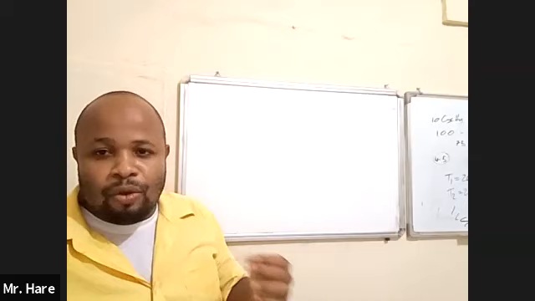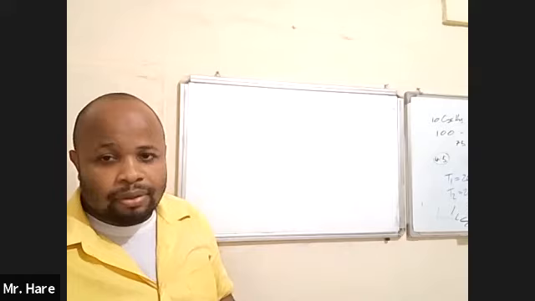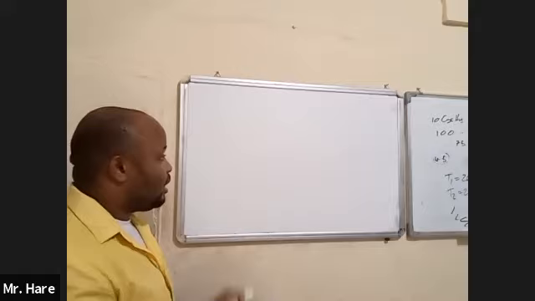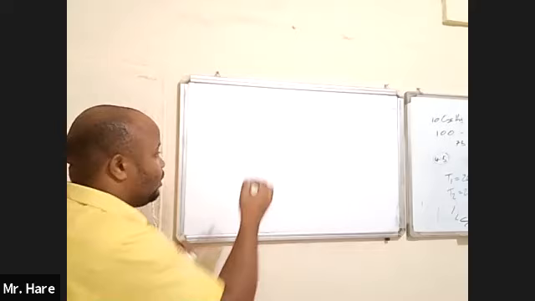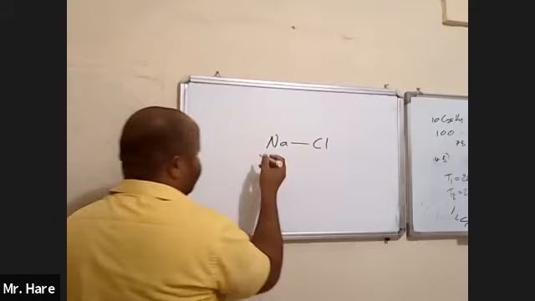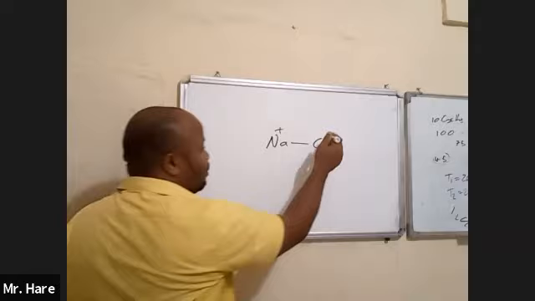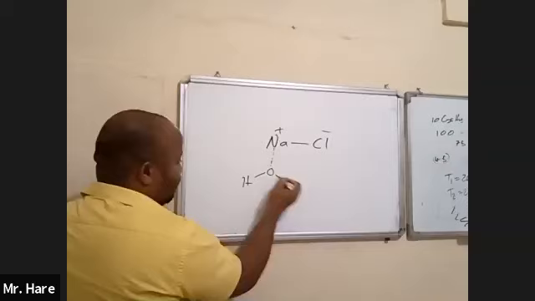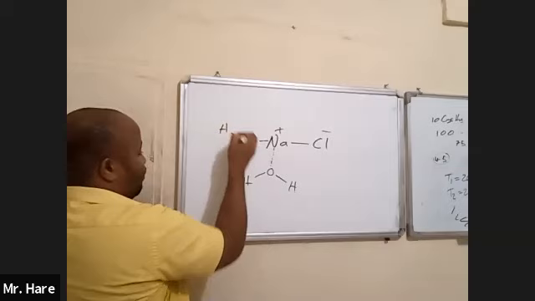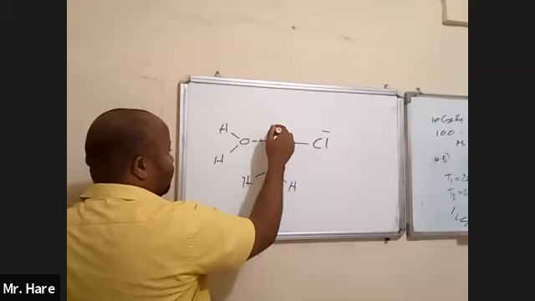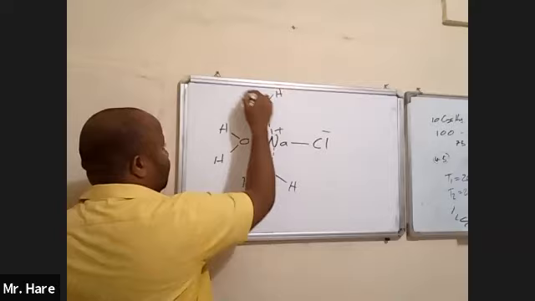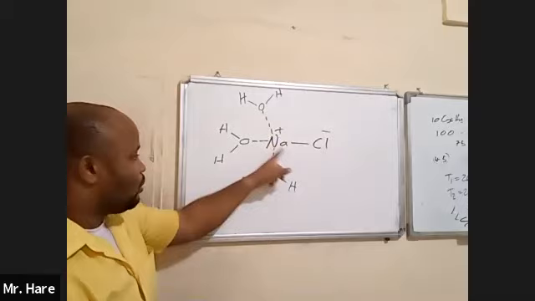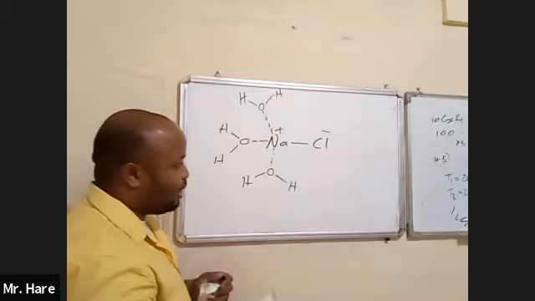So we're looking at the properties and how we can relate their importance. And the last one is water as a solvent. We're going to use sodium chloride as the example. In sodium chloride, the sodium is positive and the chloride ion is negative. What will happen? The oxygen atom of water will bond to the positive sodium ion, and the hydrogen atoms, which are slightly positive, will be attracted to the chloride ion.